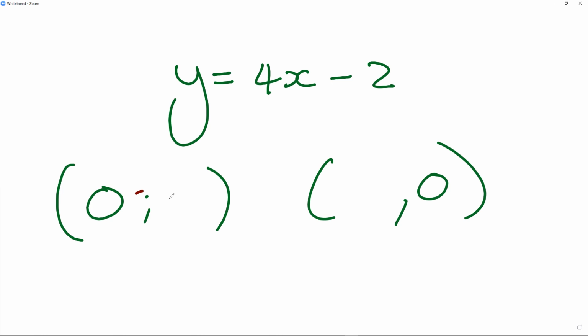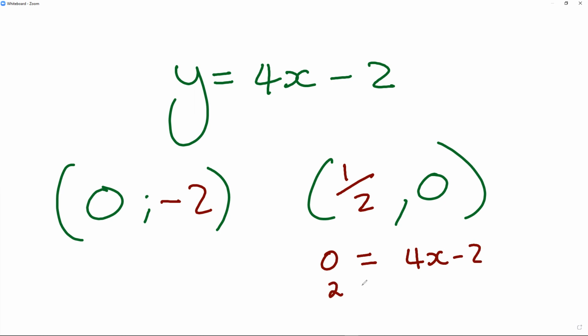Did you get negative 2 for this one here? And for this one over here, it's a bit tricky, did you get half? When you make y equal to 0, you get 4x minus 2. Moving the 2 over becomes positive. Dividing both sides by 4 gets you 2 divided by 4, which is half.